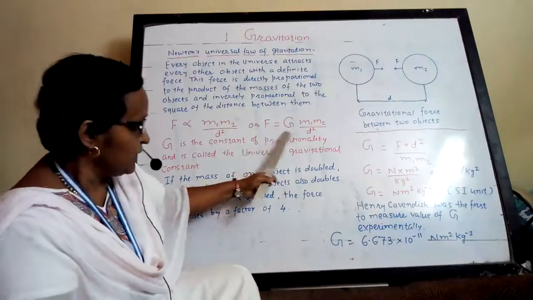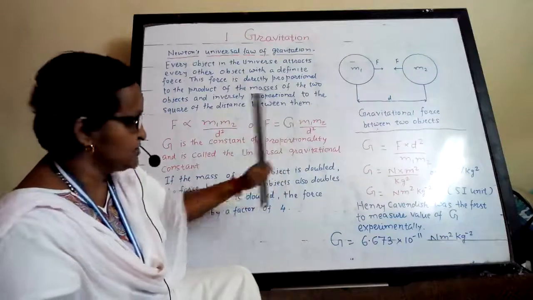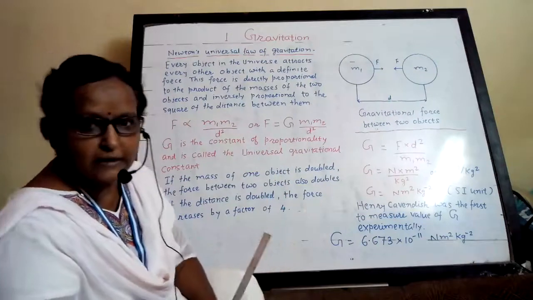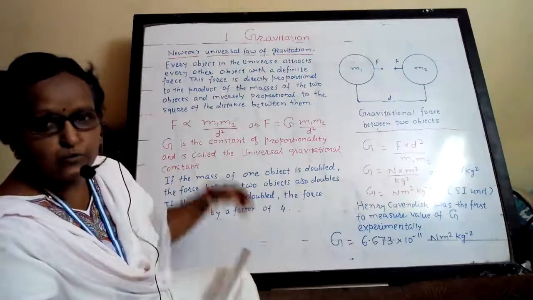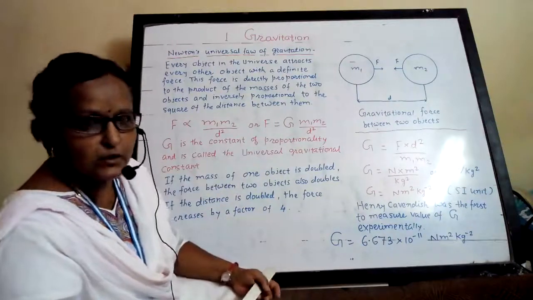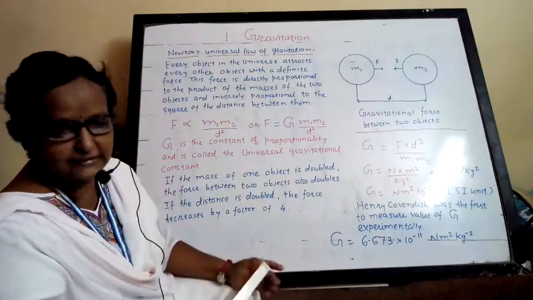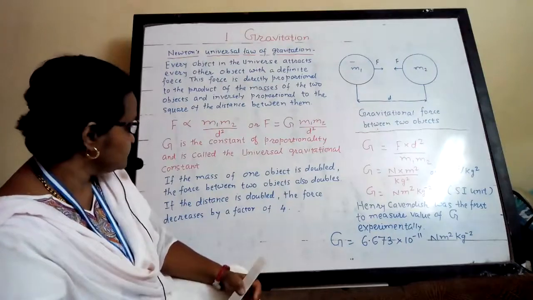Now hereafter you have to remember, capital G is called the universal gravitational constant. We have to consider its value in solving the numericals also, that we have to remember.